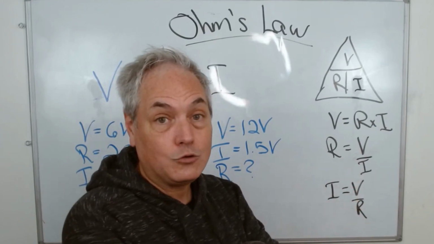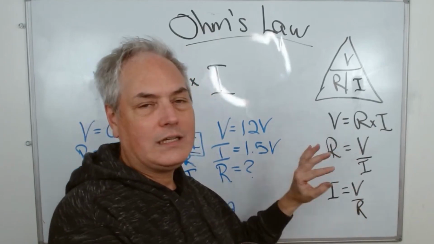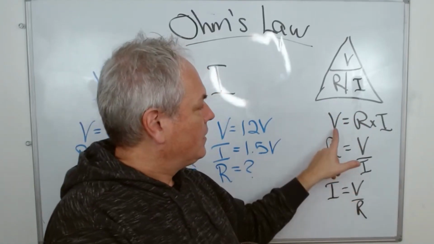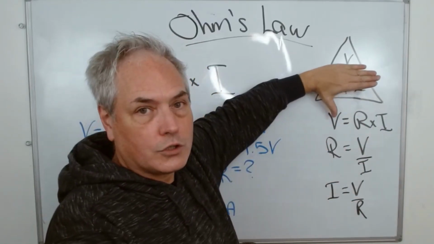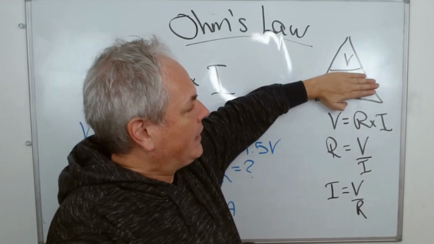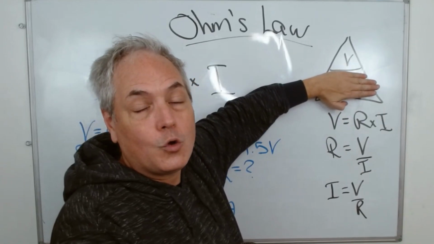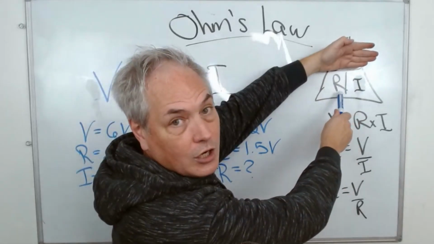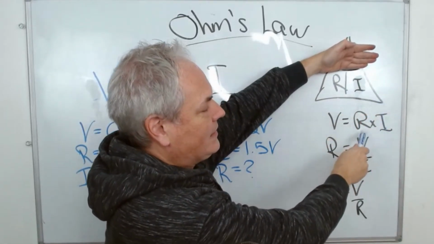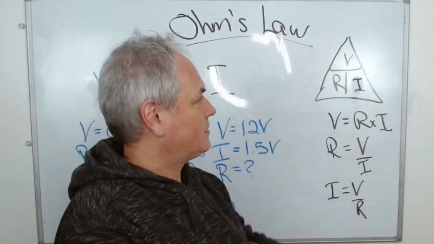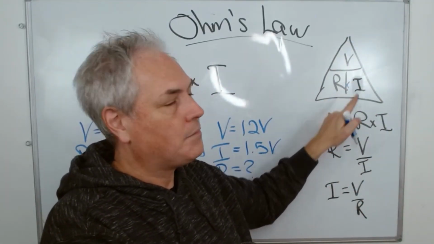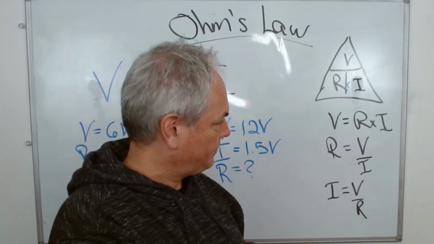So how can we do the calculations here? We have to look at what we have and what we want. If I'm looking for the voltage right here, I hide the V, and here I have R times I. And that gives me exactly what it is. It's the same thing as if I had a little multiplication sign right here.